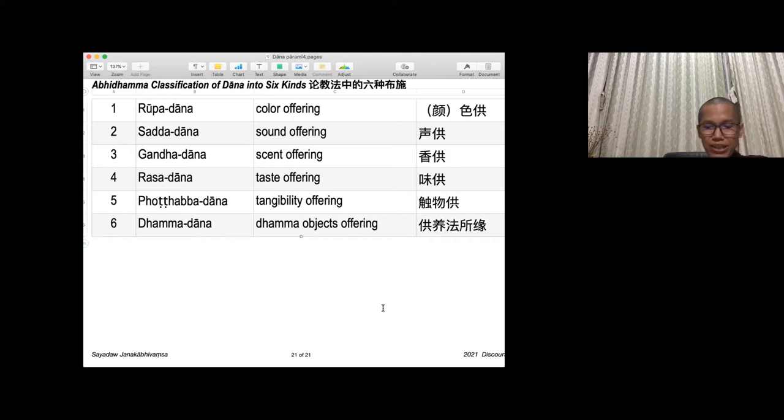So next one is Photthabba Dana, tangibility offering. You may donate a meditation cushion, a bed or chair, bed sheets, blankets, which have a good touch. It is a touching donation. Also, you need to reflect on the good touch if you want to perform tangibility donation. So it is called Photthabba Dana.